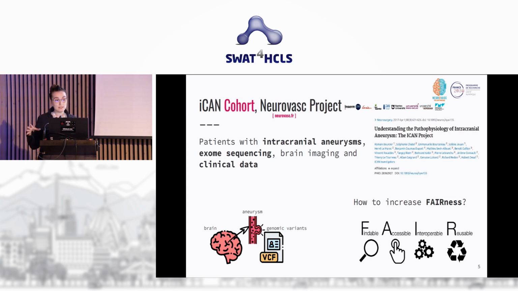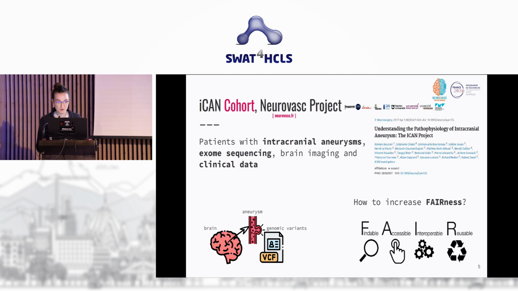These patients inside of the ICON cohort benefited from exome sequencing and a brain imaging exam, and have extensive clinical data description. Our challenge was to find solutions and standards to increase the fairness of this data, which was scattered and heterogeneous. This was one of the goals of the broader project called Neurovask, and you can go to this website to find more about the overall project.